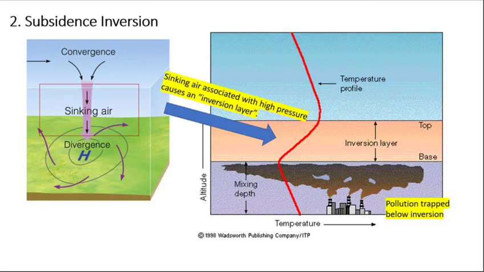Notice that instead of the ground-based inversion, which is based at the surface, the subsidence inversion is based aloft, above the lower atmosphere. Typically, the base of the subsidence inversion, or where the temperature first begins to rise with height going upwards, is about 500 to 1,000 meters above the surface. The mixing depth is a term for the layer of polluted air beneath the inversion within which pollution emitted from the surface is trapped.